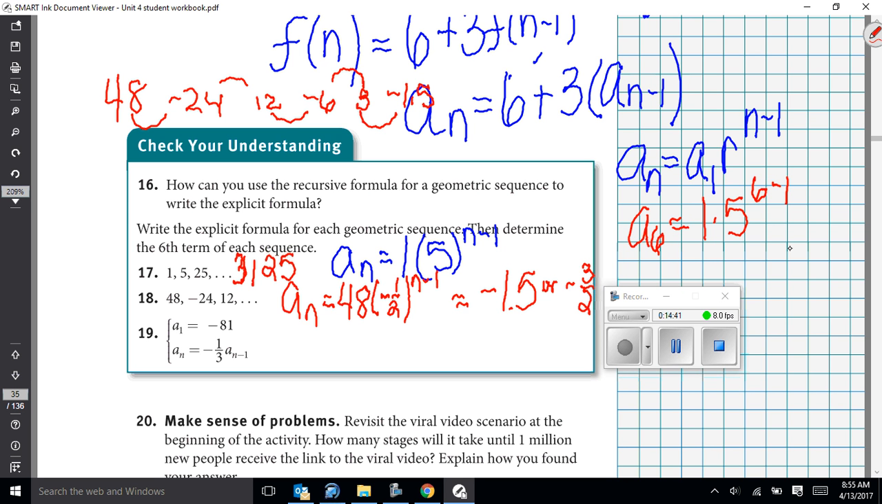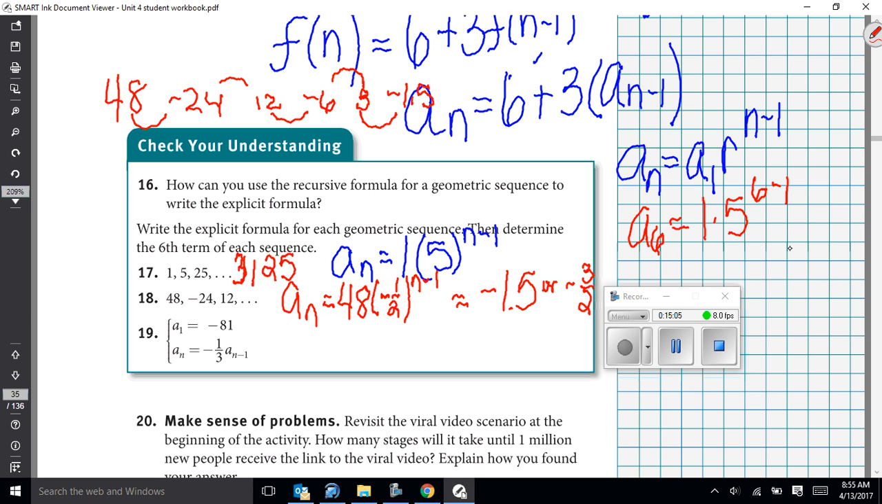Alright, now the next one, here we're given our first term is negative 81. And we're given that, to each term, what are we doing? Each previous term we're multiplying by negative 1/3. So our second term would be negative 1/3 times 81, right?